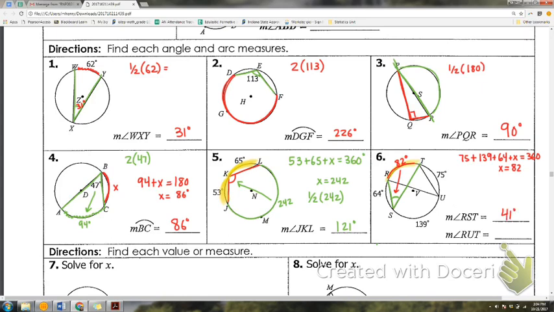And then if I'm looking to find angle RUT, that also opens up to the 82, right? So that means that these two angles right here, RST and RUT, are congruent. So RUT is also 41 degrees.